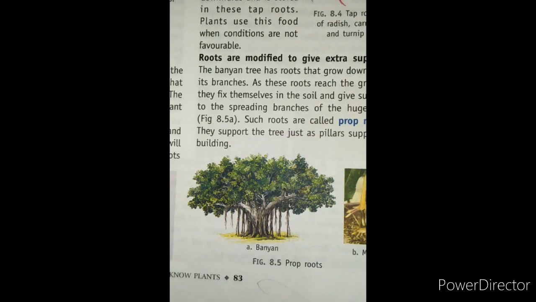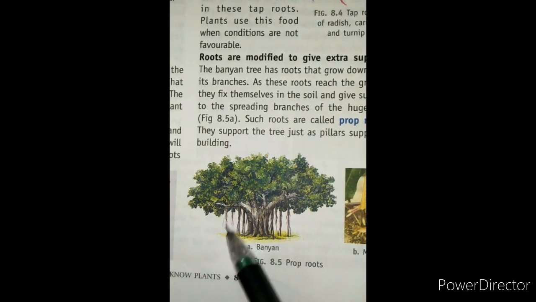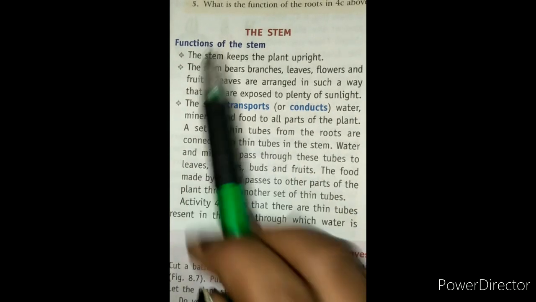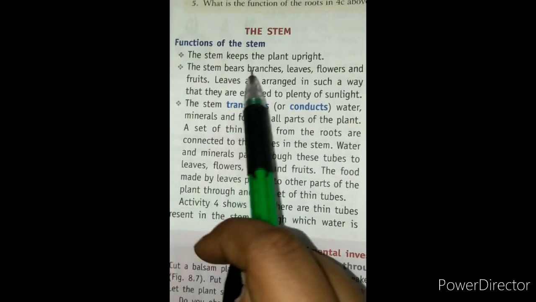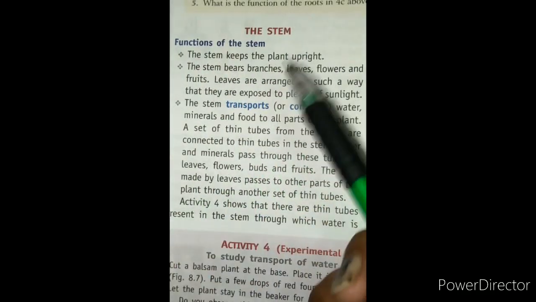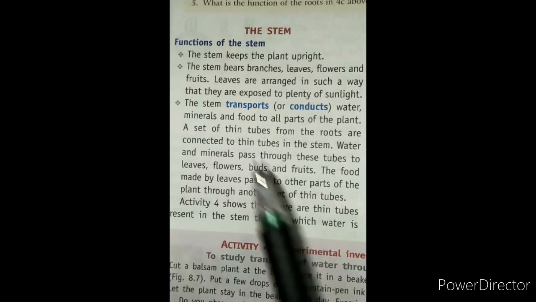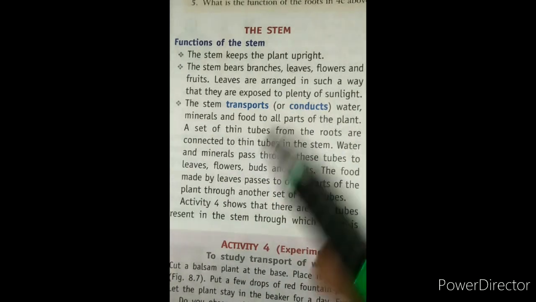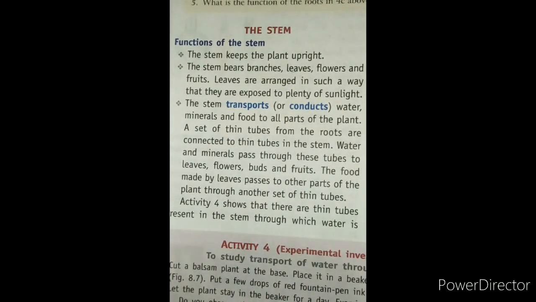Look at this picture carefully. It's a banyan tree, and these are the roots, and these are known as prop roots because they give support to the plant. Next we have the stem. The basic function of the stem is to keep the plant upright, right? And also, the stems are the parts that bear leaves, flowers, and fruits, and sometimes buds too, right? And they even help to transport water and minerals, like from the roots to the tip of the leaf, right? And even vice versa.